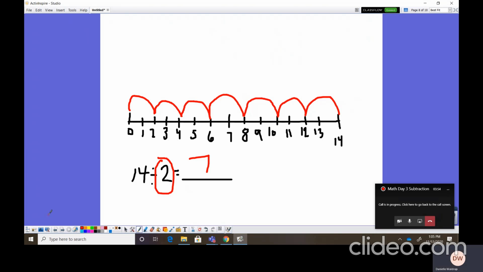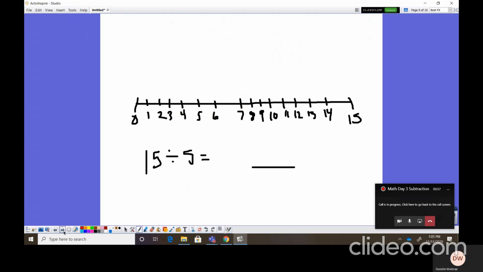Okay. Go on to number 3. 15 divided by 5. My divisor is 5, so I'm going to be taking away 5 each time. I'm going to come off of 15. I'm going to say 1, 2, 3, 4, 5.